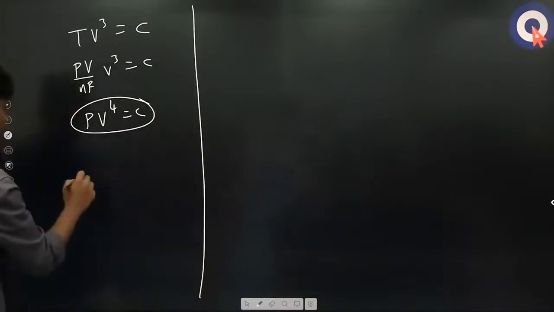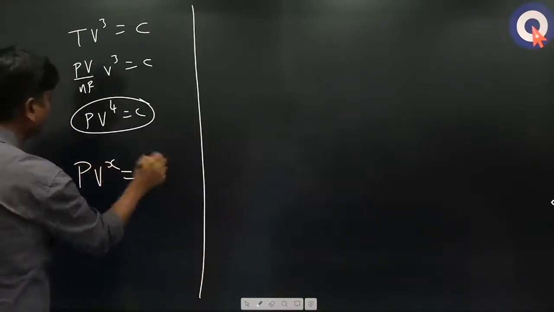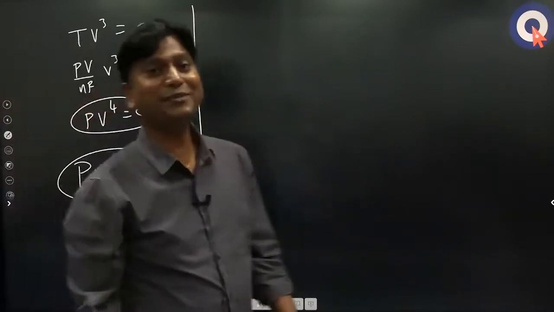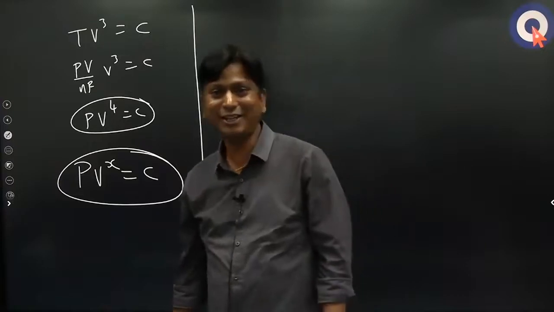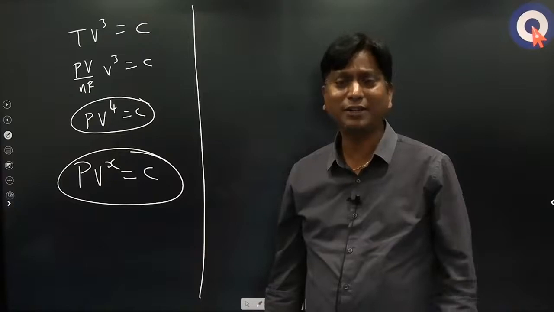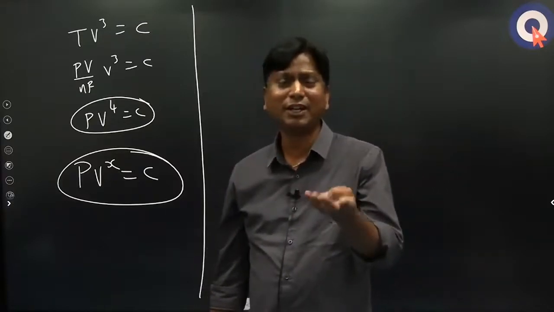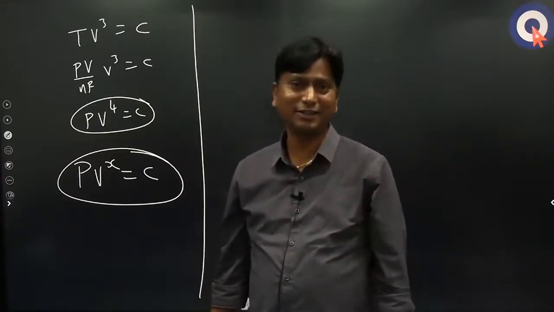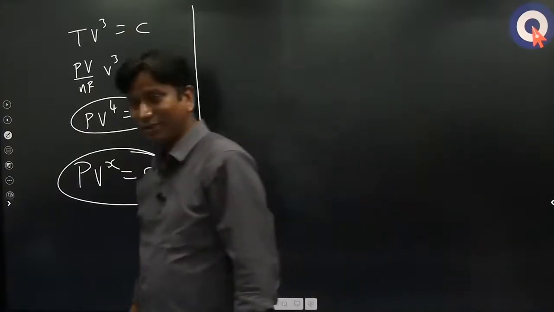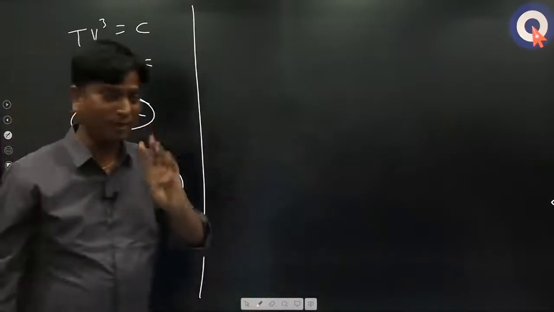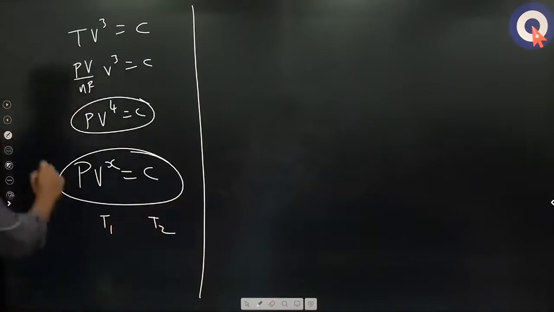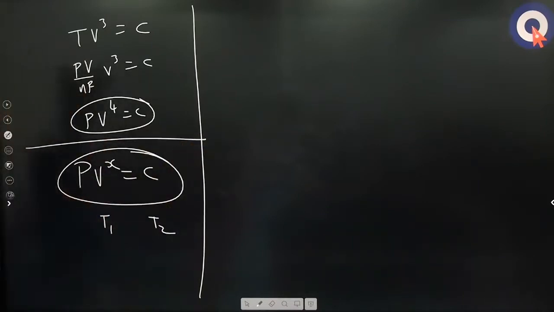So in that way, if any equation can be converted to PV power x equal to constant, and if they are giving two temperatures T1 and T2, you can solve all the problems. They will be asking you the heat transferred, the change in internal energy, the work done, or even in that particular process what is the molar specific heat, right? So these are the four parameters. The equation is given and temperatures T1, T2 are given, and that is all. Anything they ask, you can find.